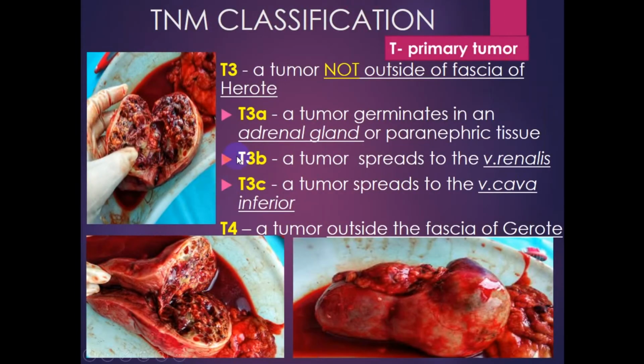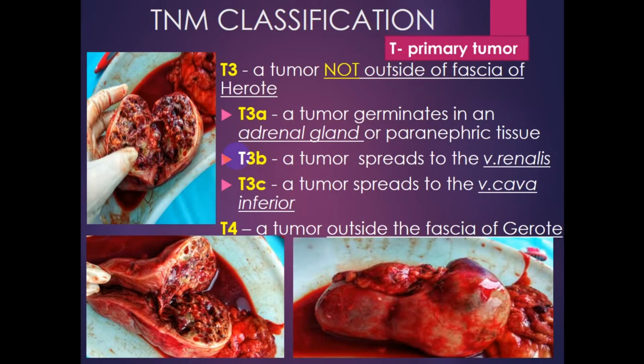The next one, T3: a tumor not outside of the fascia of Gerota. You should remember about this structure from the course of anatomy. T3A, B, and C, according to the germination into different structures, not only in the kidney. Firstly, it's the adrenal gland. You know that the kidney is well connected with this gland and paranephric tissues.